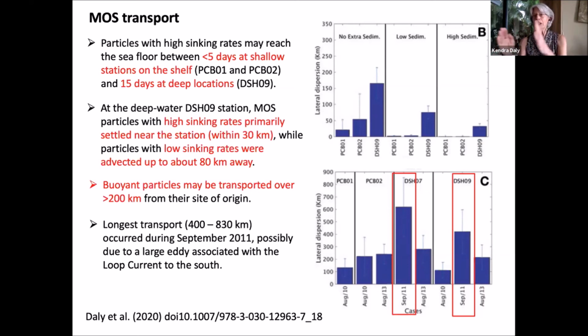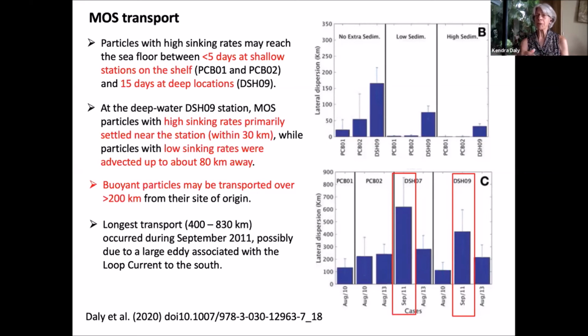Now remember, there are also currents. They're not just sinking directly down, the currents are also pushing them sideways. So at the deep station, the aggregates with the high sinking rates generally made it down in 15 days and settled within 30 kilometers of the original site. But with low sinking rates, they could be advected up to 80 kilometers away. And the buoyant particles could be transported over 200 kilometers away. So there really is the opportunity for much broader transport within the region.